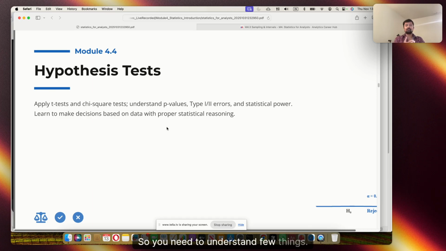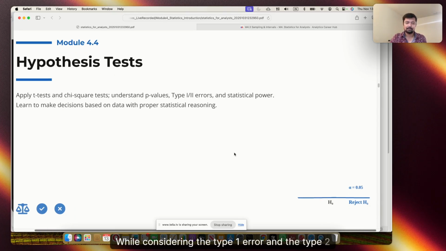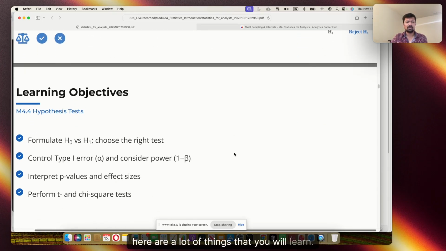So you need to understand a few things: what is type 1 error, what is type 2 error, what is the statistical power, what is the p-value, and whether the data and test you have done here are significant or not. That will help you to make decisions based on the data with proper statistical reasoning, not by just saying that I am seeing differences between two groups, but by saying that the differences in these two groups are significant enough with this much statistical power, while considering the type 1 and type 2 errors.